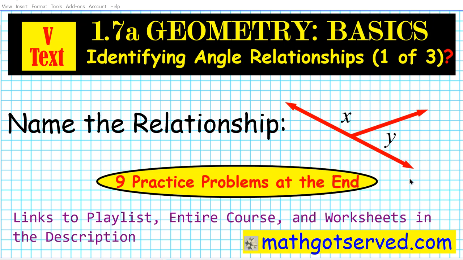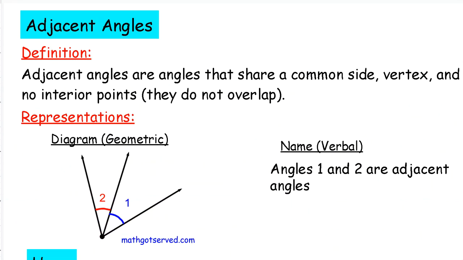Don't forget, there are 9 practice problems at the end of this presentation that we'd like you to try out in order to demonstrate that you've mastered the contents of this presentation. To get us started, we're going to be taking a look at our 9 angle pair relationship definitions that we're going to be using to guide our problem solving process.